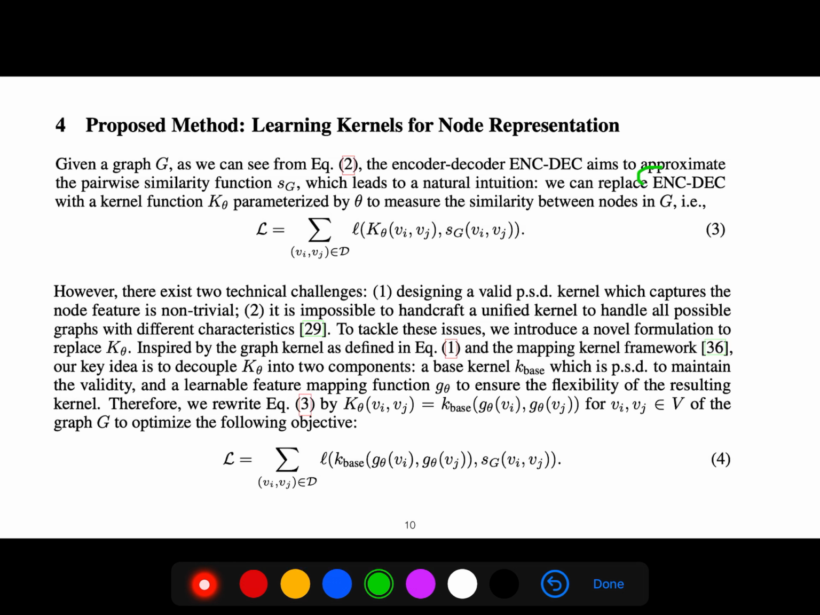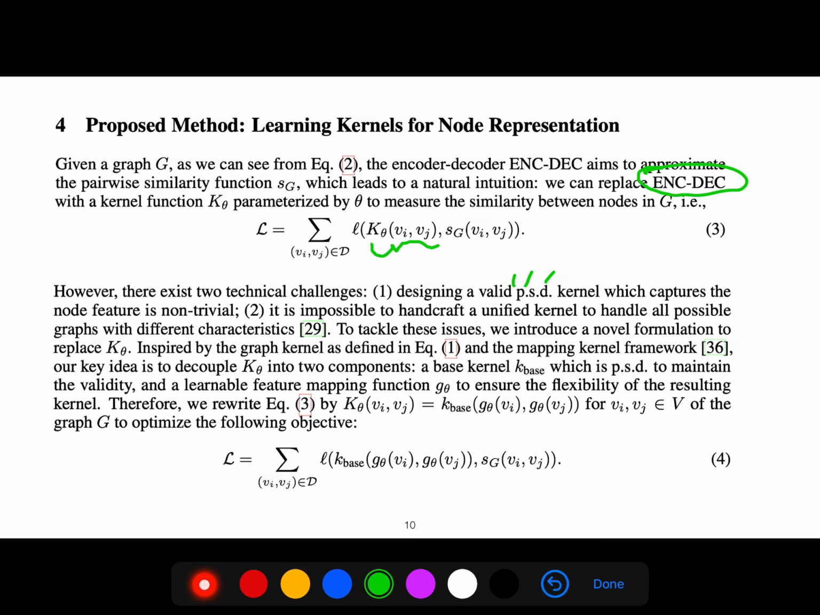So we can replace this encoder-decoder with just a kernel function, k theta, because it's faster and easier to do this. However, there exist two technical challenges. Designing a valid positive semi-definite kernel which captures the node feature is non-trivial. And it is impossible to handcraft a unified kernel to handle all possible graphs with different characteristics.